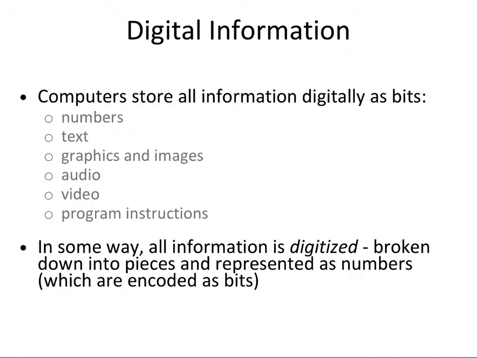So all information in a computer is stored digitally. Computers store information as bits, whether it's numbers, text, graphics and images, audio, video, or program instructions. In some way, all information is digitized, broken down into pieces and represented as numbers, which are then encoded as bits. So how does this process work? Later on in this unit, we're going to look at how we convert numbers into binary digits, into bits, zeros and ones. So for now, in this section of the learning module, we're going to focus on how do we convert information into a number.